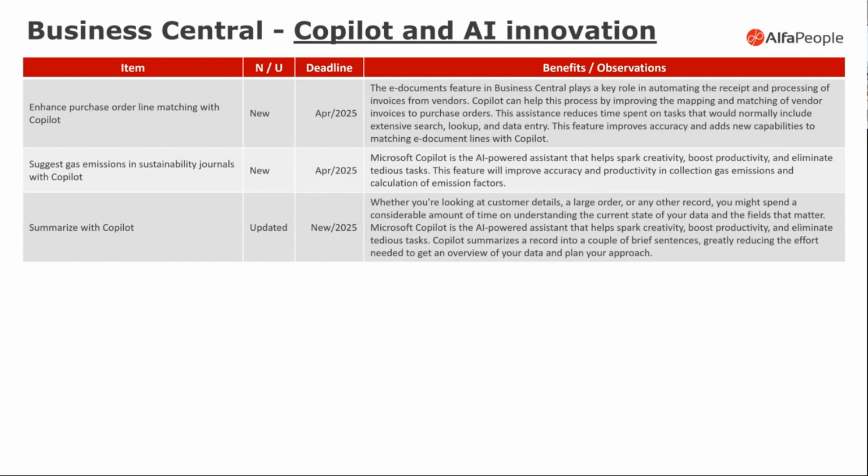A quick overview of these: Copilot can help you with a lot of things, and these are some of the things that were introduced. The first one is to enhance the purchase order line matching with Copilot, so you can actually set it up to match your invoices with your purchase orders. You can ask Copilot for gas emission factors, which is important later on for ESG reporting, and to summarize data and understand numbers and so on. Ask it about anything, and it can usually give you an answer on it.